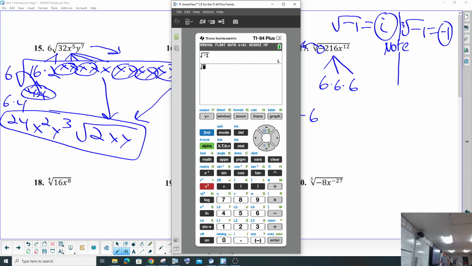So the cube root of -216 is -6. Oh yeah.